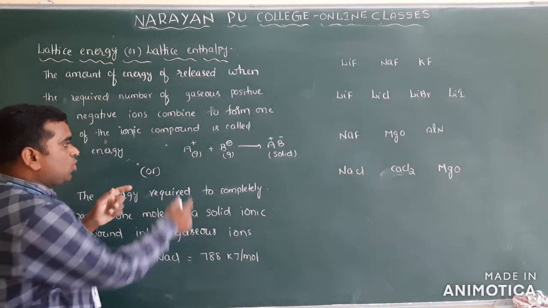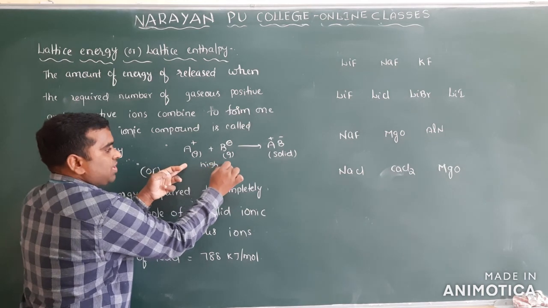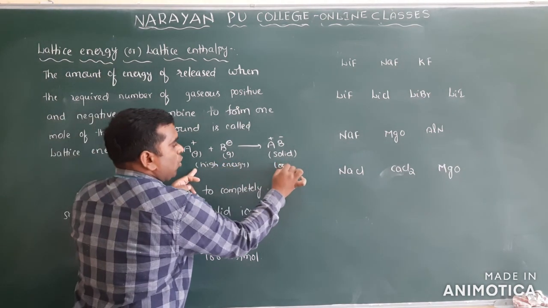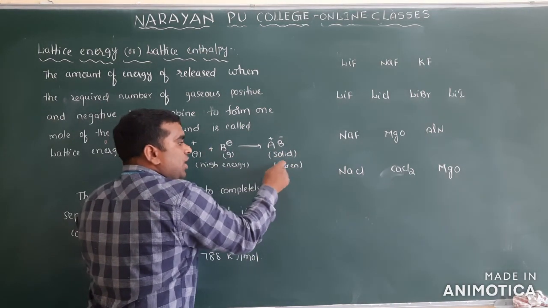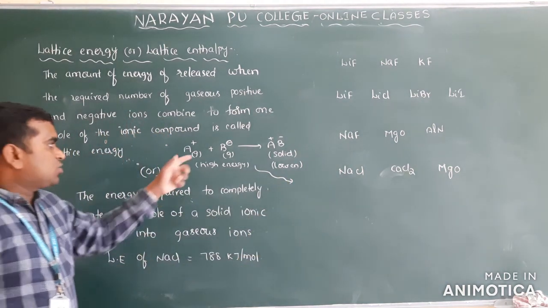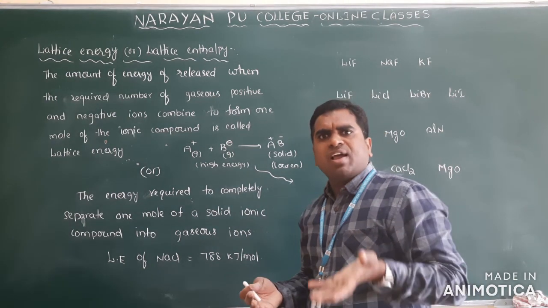During this process, gases are high energy. Gaseous molecules will have high energy, and solids will have low energy. Then, how are high energy molecules converted into low energy molecules? By releasing some energy. Isn't it? Why will gaseous molecules always have higher energy?